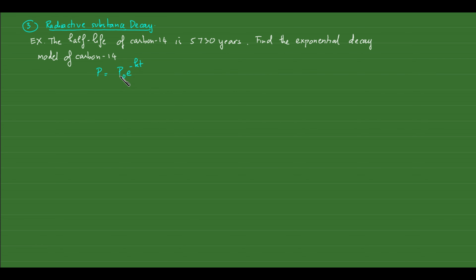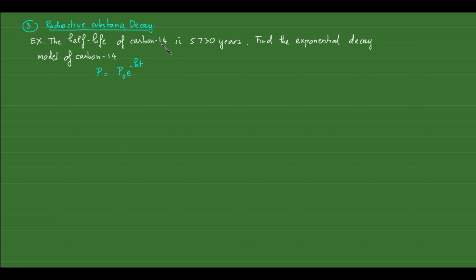Okay, so think about it. We have the exponential formula a b to the x, right? So x in this case is t, and a in this case is P0. So the decay factor is e to the negative k. k is the rate right there.